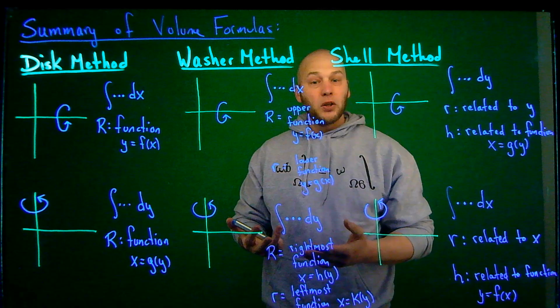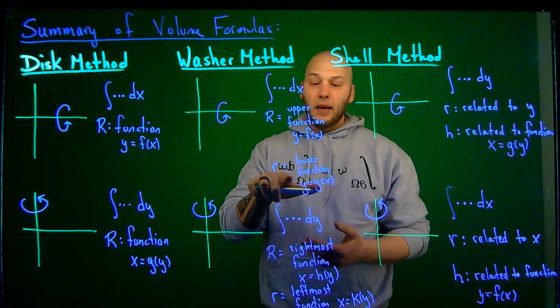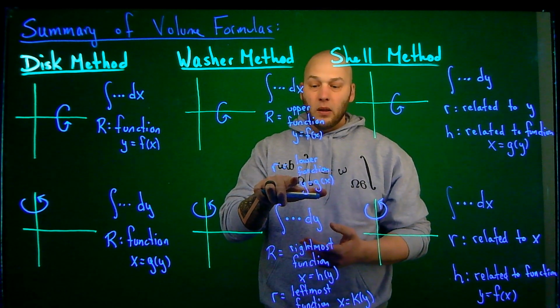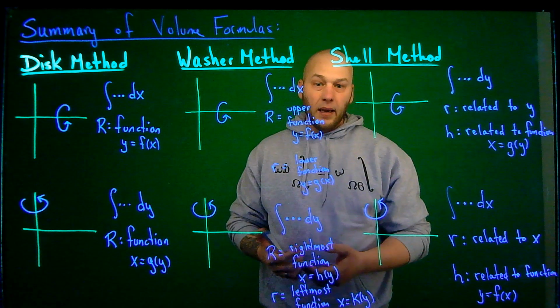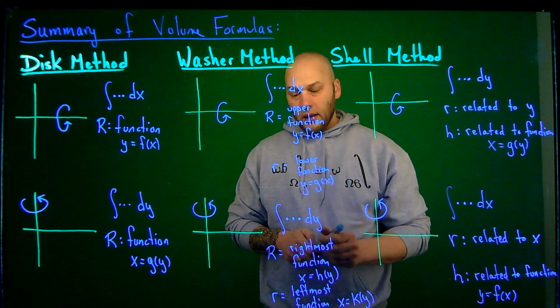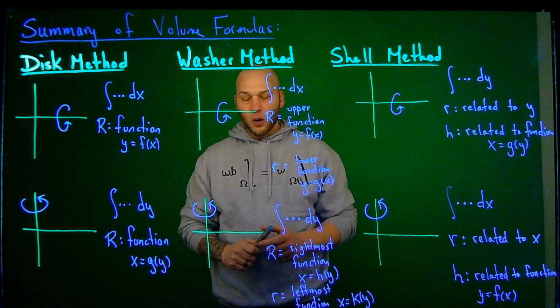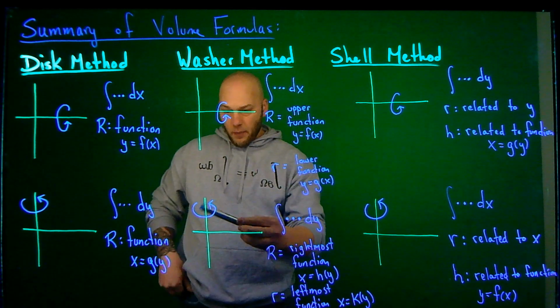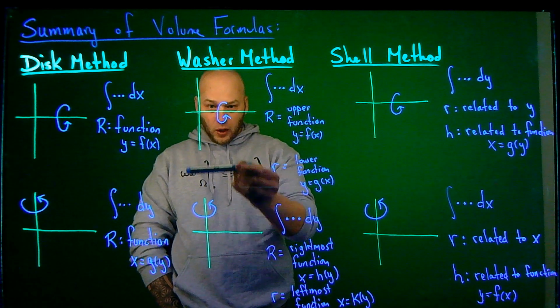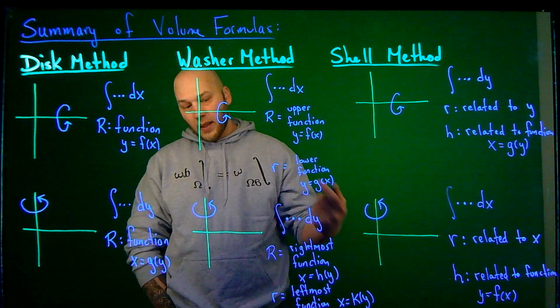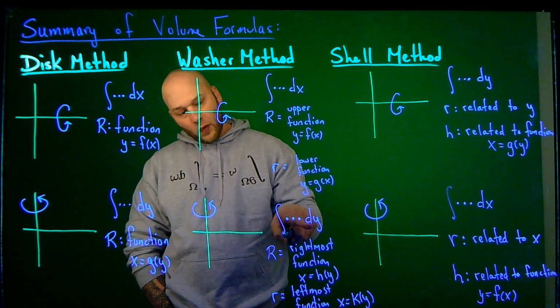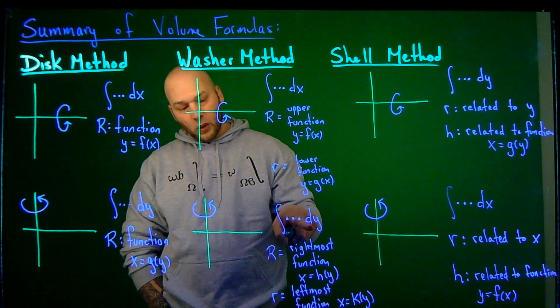My upper function is going to be my outer radius. My lower function is going to be my inner radius, okay? Similarly, if I rotate about the y-axis, I know that my washers will be stacked vertically, so counted vertically. The vertical axis, of course, is y. Therefore, my integration variable will be y.